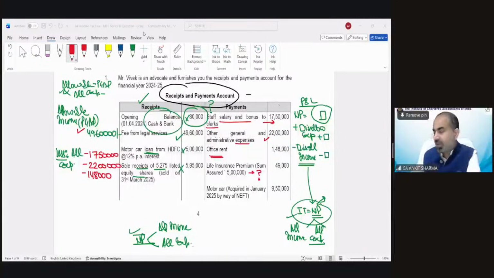It is personal, correct, Mr. Nagaraja? It's personal expenditures, so we should skip it. Motor car. Now, motor car, we should not consider. We need to consider the depreciation of motor car.